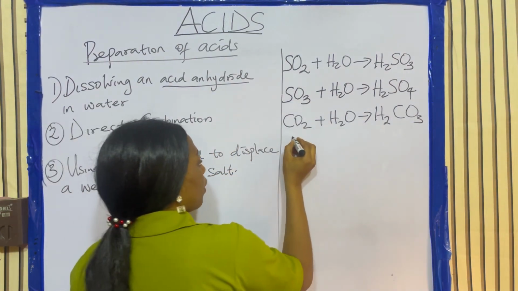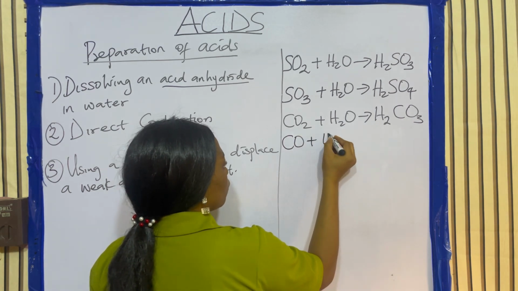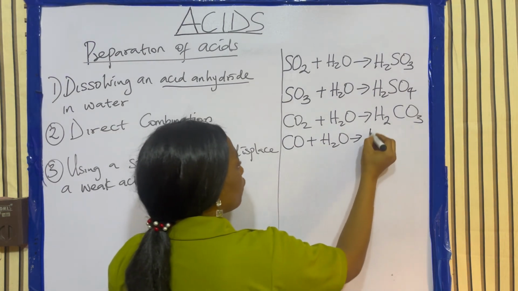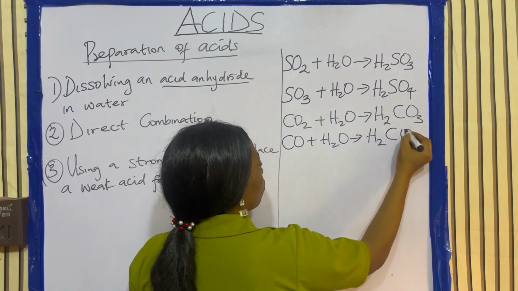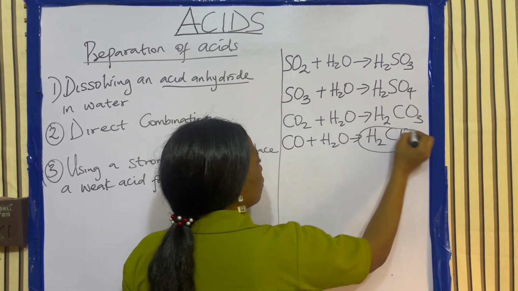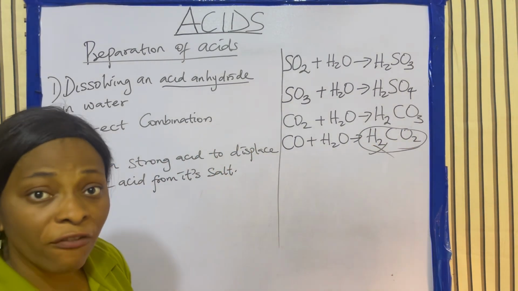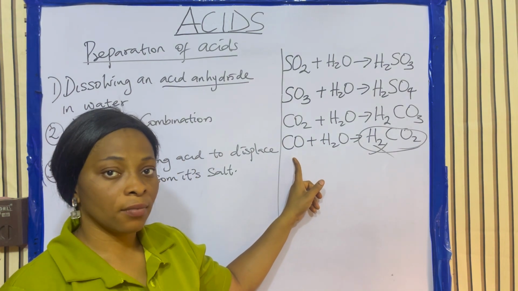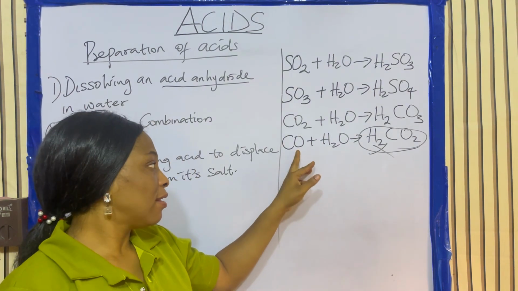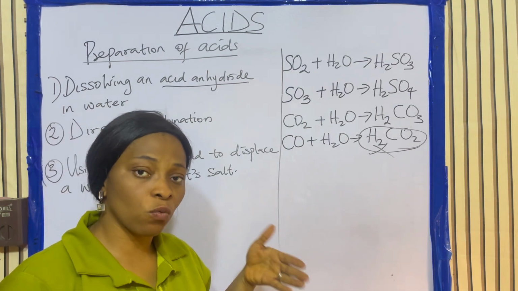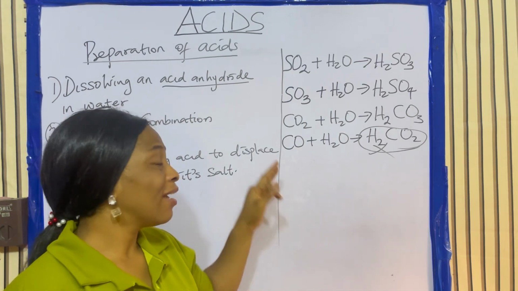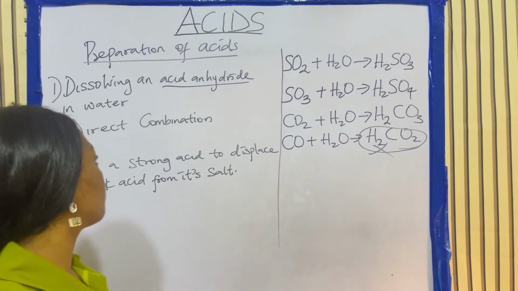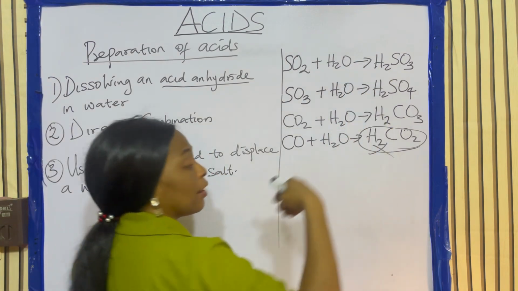But take note, look at this. Carbon II oxide reacting with water. If it reacts with water, what is it going to give you? It will give you H2O2. Now, this acid does not exist. Therefore, carbon II oxide is not an acid anhydride. Please take note. Acid anhydrides are oxides of nonmetals which when dissolved in water produce acid. Carbon II oxide is not an acid anhydride. Please take note. Alright, so with this you can produce an acid.